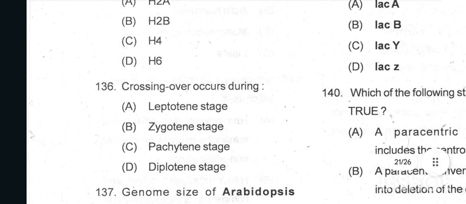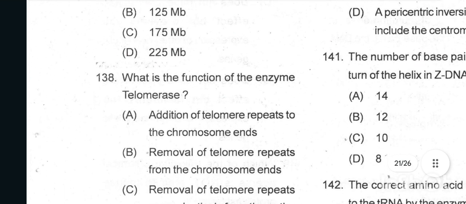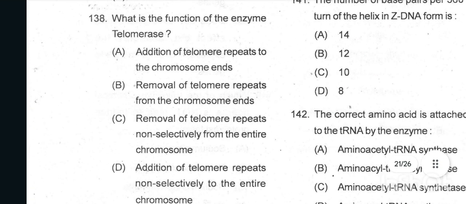Then 136, crossing over occurs during pachytene stage. Genome size of Arabidopsis thaliana is 125 MB. What is the function of enzyme telomerase? Telomerase adds telomere repeats to chromosome ends.